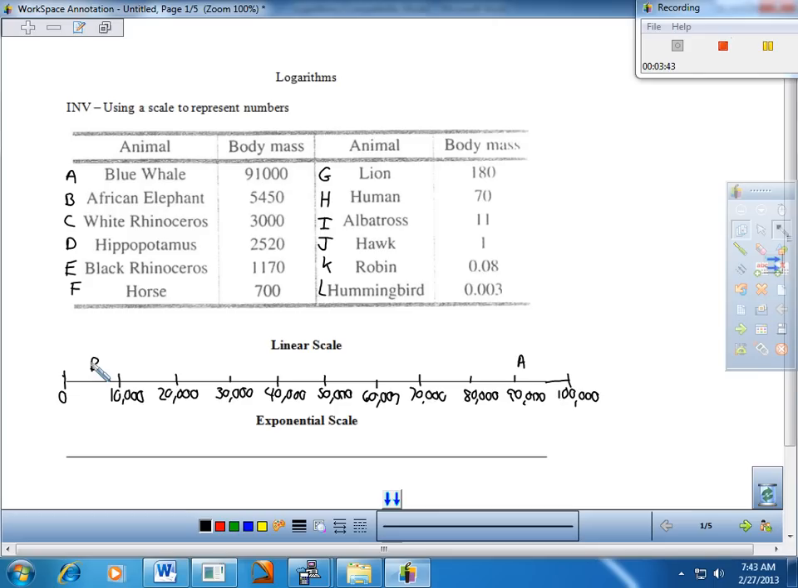White rhino right behind that at 3,000. The hippo coming in at 2,520, something like that. The black rhino coming in at 1,170, something like that. And what do you notice is happening here as I go further and further down? I'm going to get my 700 in, and then my 180, and my 70, and 11, and 1.